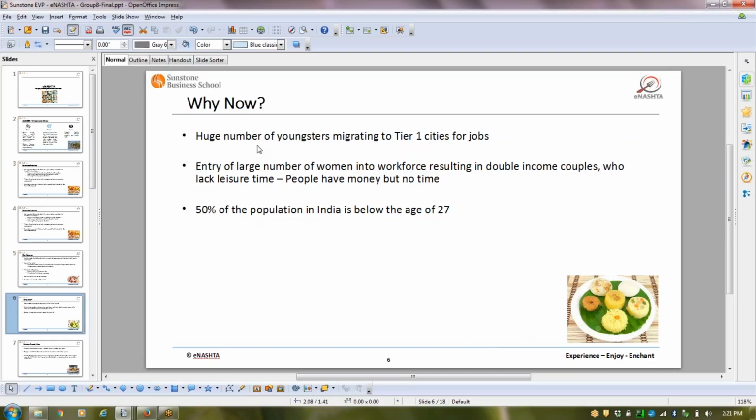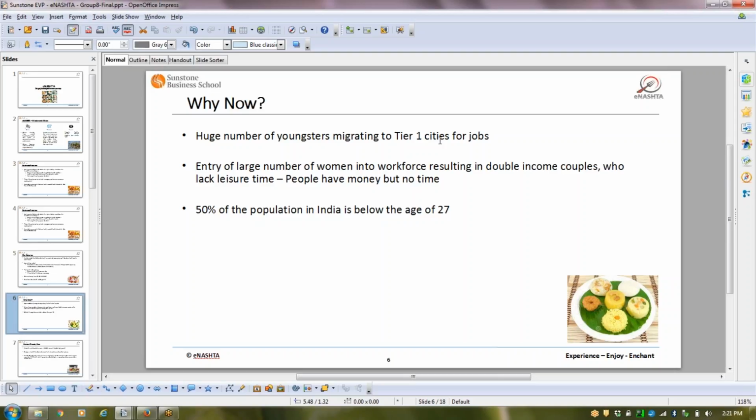The other important point the team has put here is a huge number of youngsters migrating to tier 1 cities for jobs. This is another important point, because when people start migrating from their hometown or village to bigger cities, that's when the problem of eating out happens. People would be staying individually, so they don't have the option of cooking. One or two people staying together, it doesn't make sense to cook a full breakfast in the morning. It takes a lot of time, and the time and effort is not substantiated by the number of people, so it doesn't make sense.